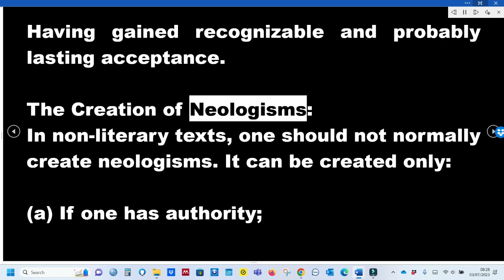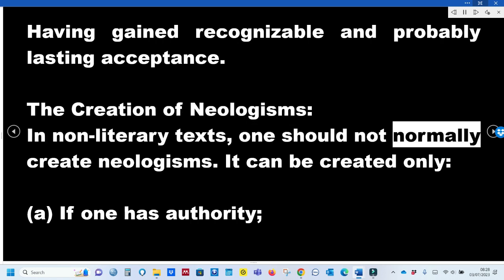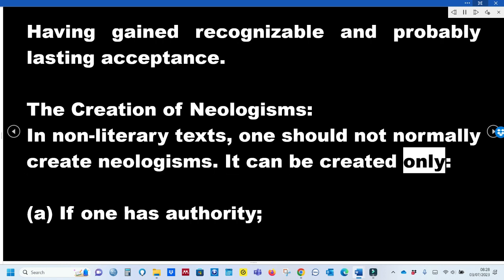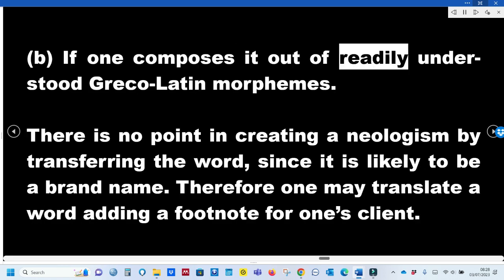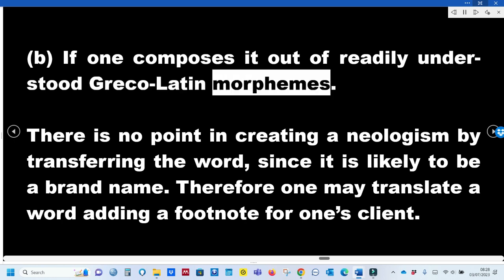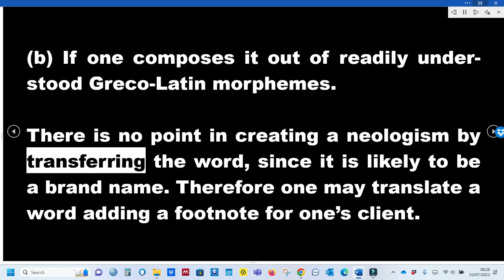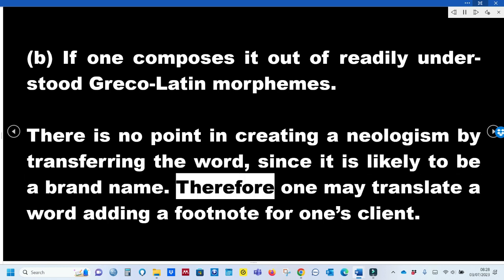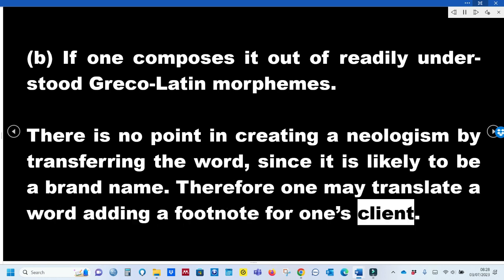The creation of neologisms. In non-literary texts, one should not normally create neologisms. It can be created only a. If one has authority. b. If one composes it out of readily understood Greco-Latin morphemes. There is no point in creating a neologism by transferring the word, since it is likely to be a brand name. Therefore one may translate a word adding a footnote for one's client.